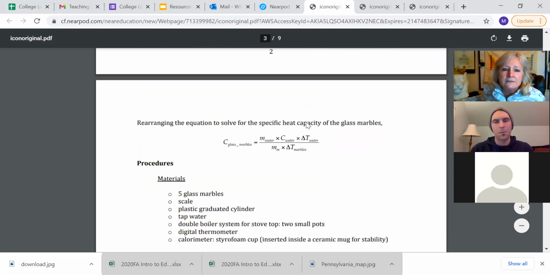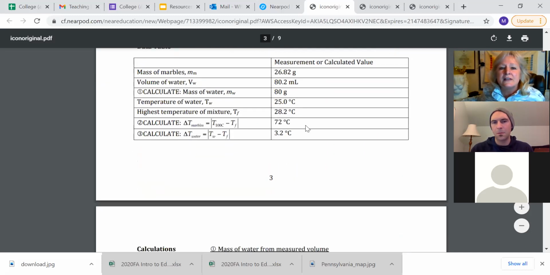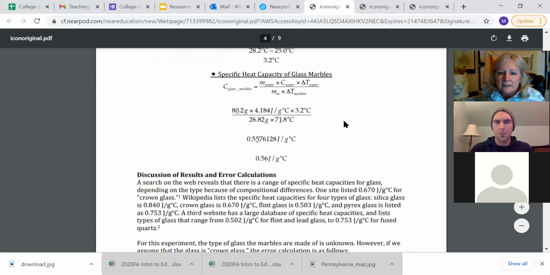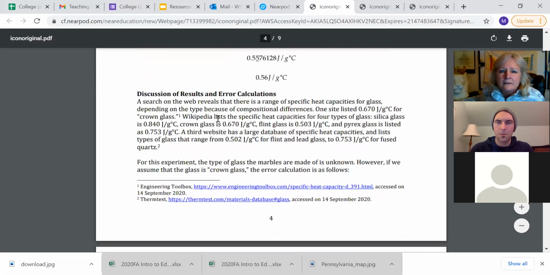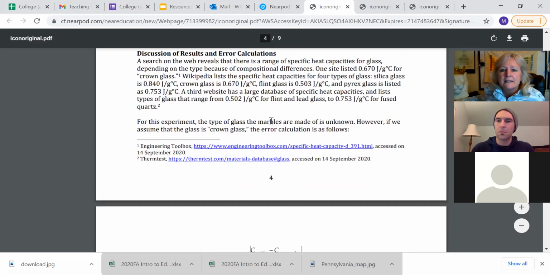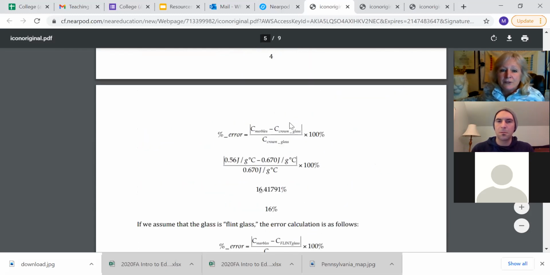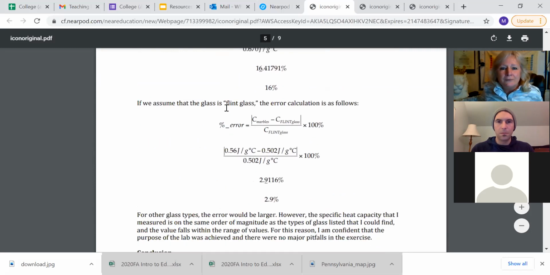This particular student realized, hey, there's all different types of glass. So silica glass is 0.840, crown glass is 0.67, flint glass 0.53, and Pyrex 0.753. And then she predicted on the basis of density, again, additional confirmatory tests would be needed, but she went with flint glass because her percent error was the lowest.